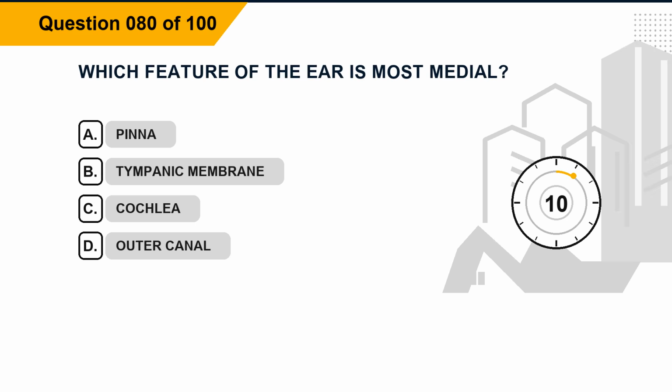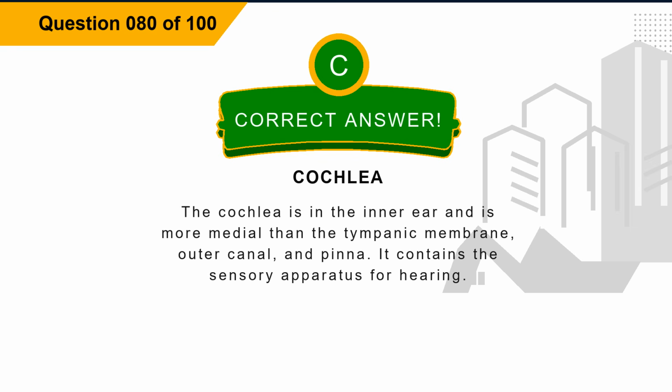Question 80. Which feature of the ear is most medial? Option A, pinna. Option B, tympanic membrane. Option C, cochlea. Option D, outer canal. The correct answer is option C, cochlea. Explanation: the cochlea is in the inner ear and is more medial than the tympanic membrane, outer canal, and pinna. It contains the sensory apparatus for hearing.